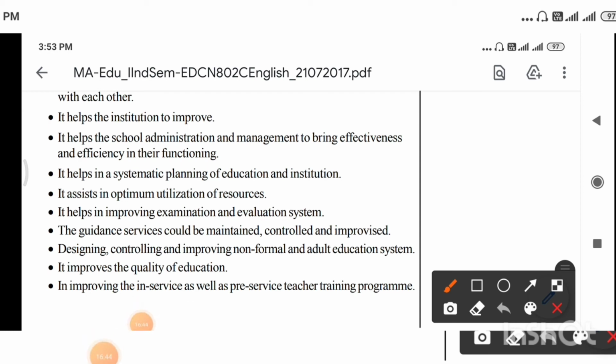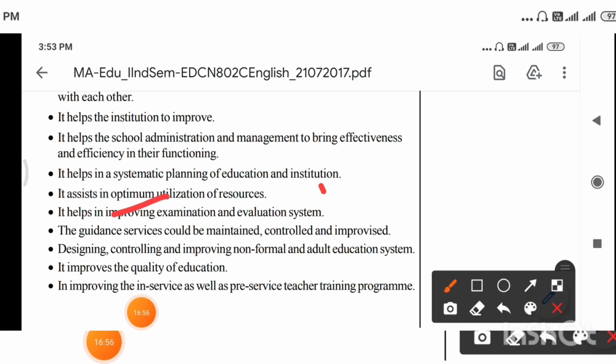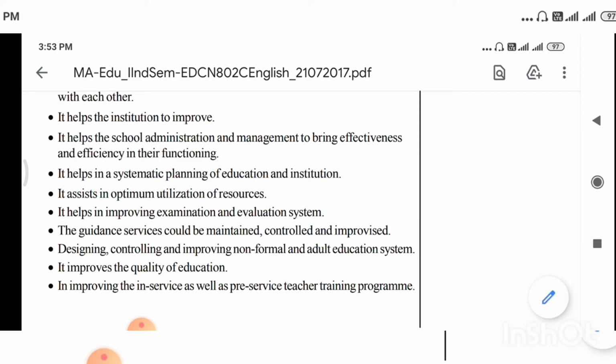Next, it assists. Assist means to help. And optimum means the best. So the word is used here, optimum is best. So the system helps in optimum utilization of the resources. If there is a proper system, they can make the right use of the resources which are available with them.